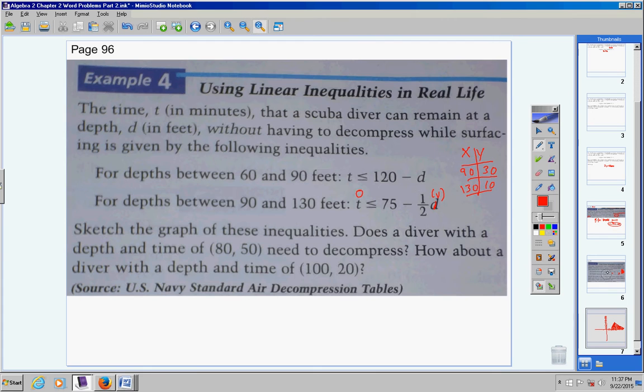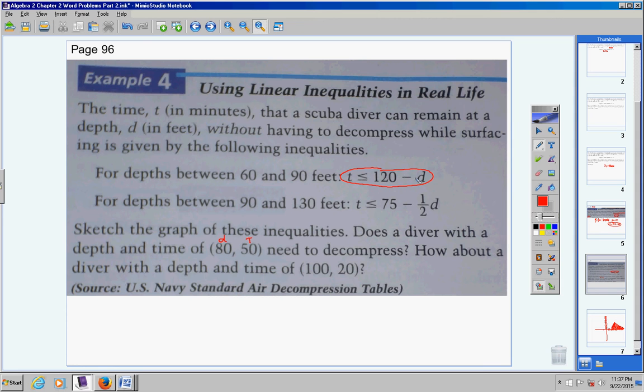Now, let's continue on. Does a diver with a depth and time of 80 and 50 need to decompress? Well, let's see. Here's his depth, I'll put a D here. Here's his time, I'll put a T here. His depth is 80, so I'm going to use this model right here, because I use this model when my depth is from 60 to 90 feet.